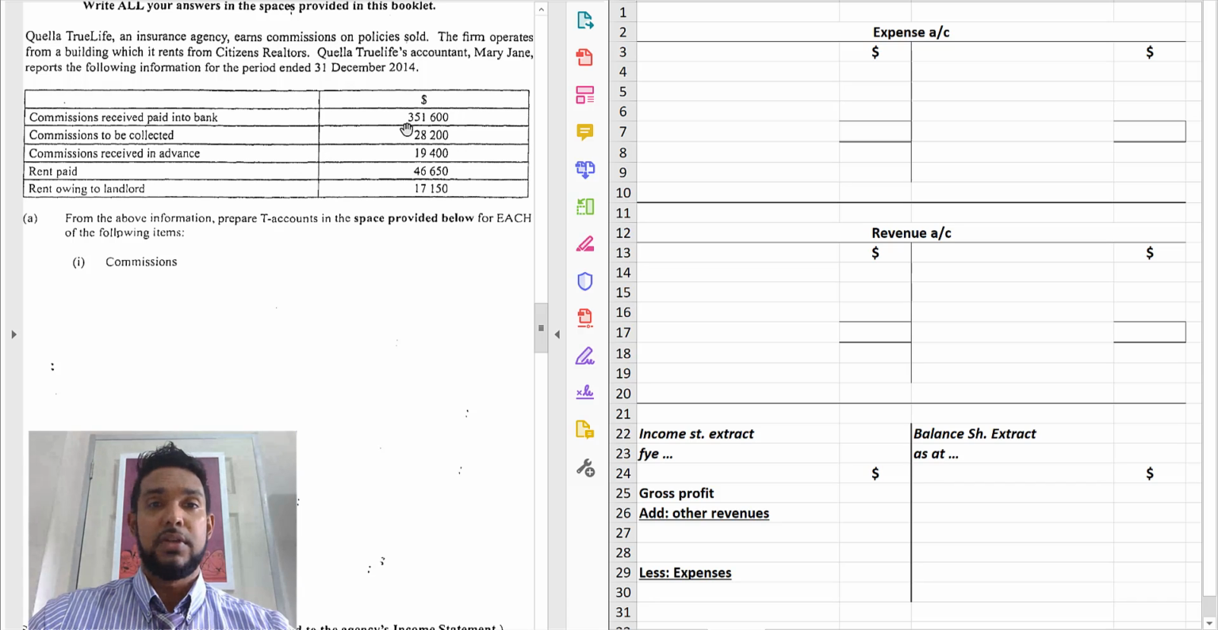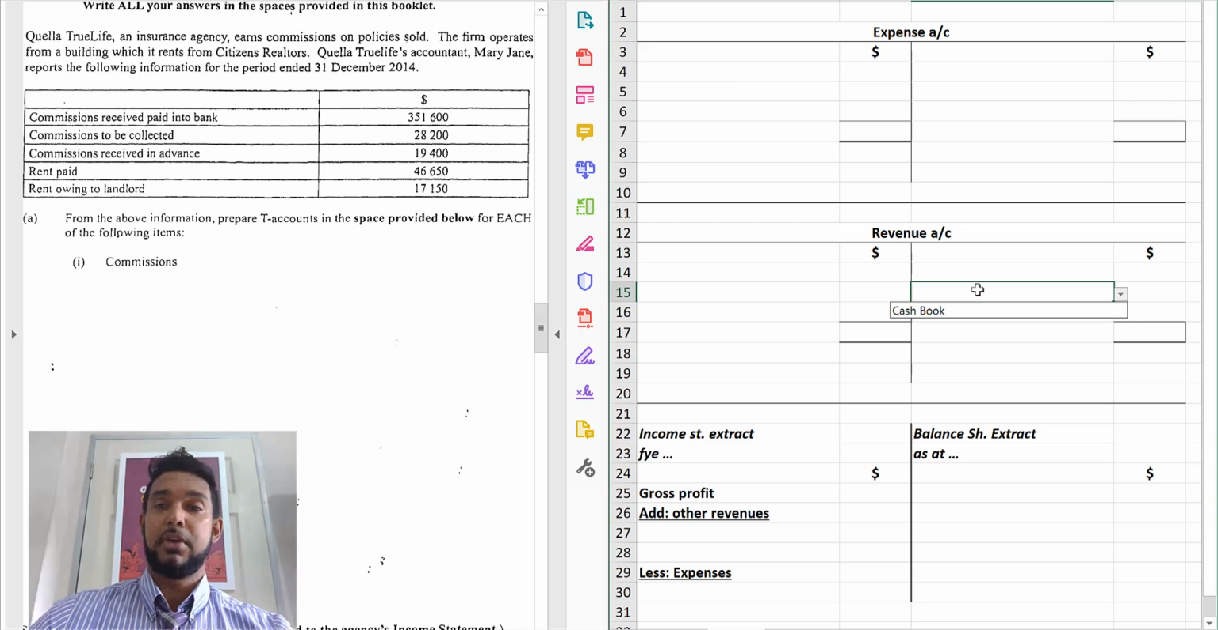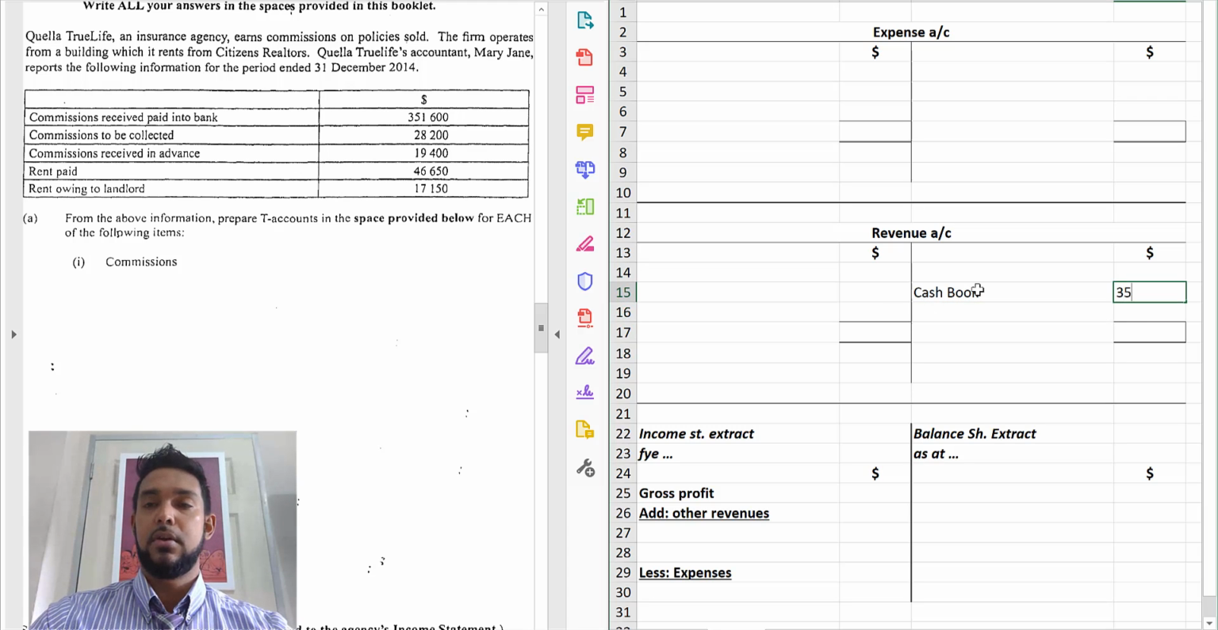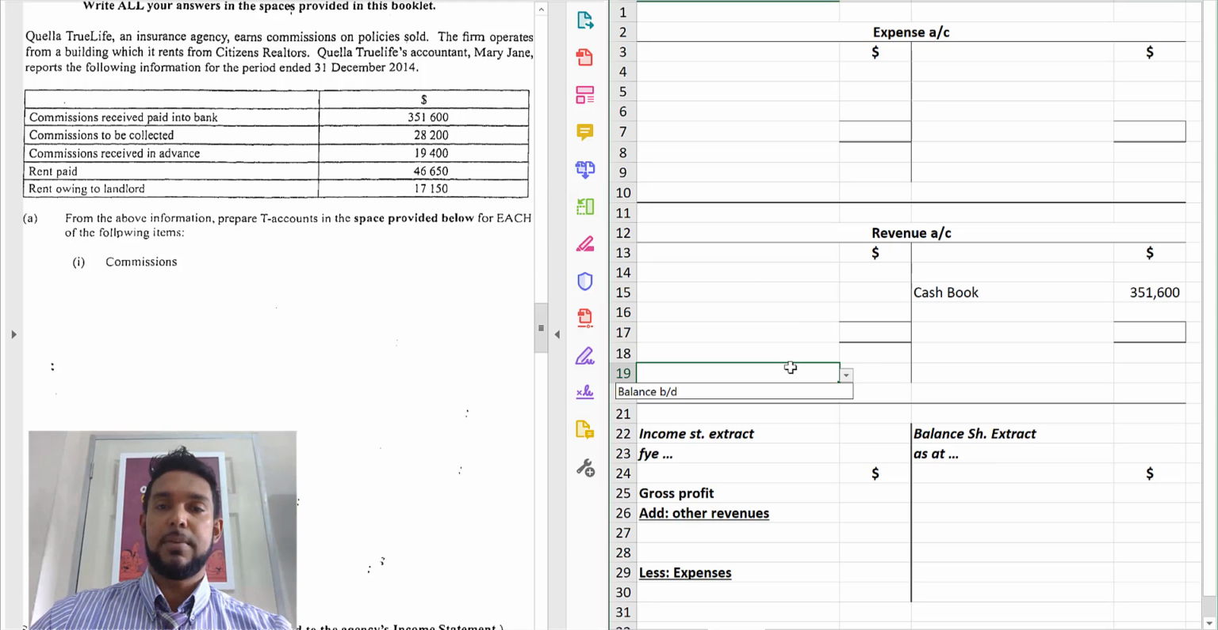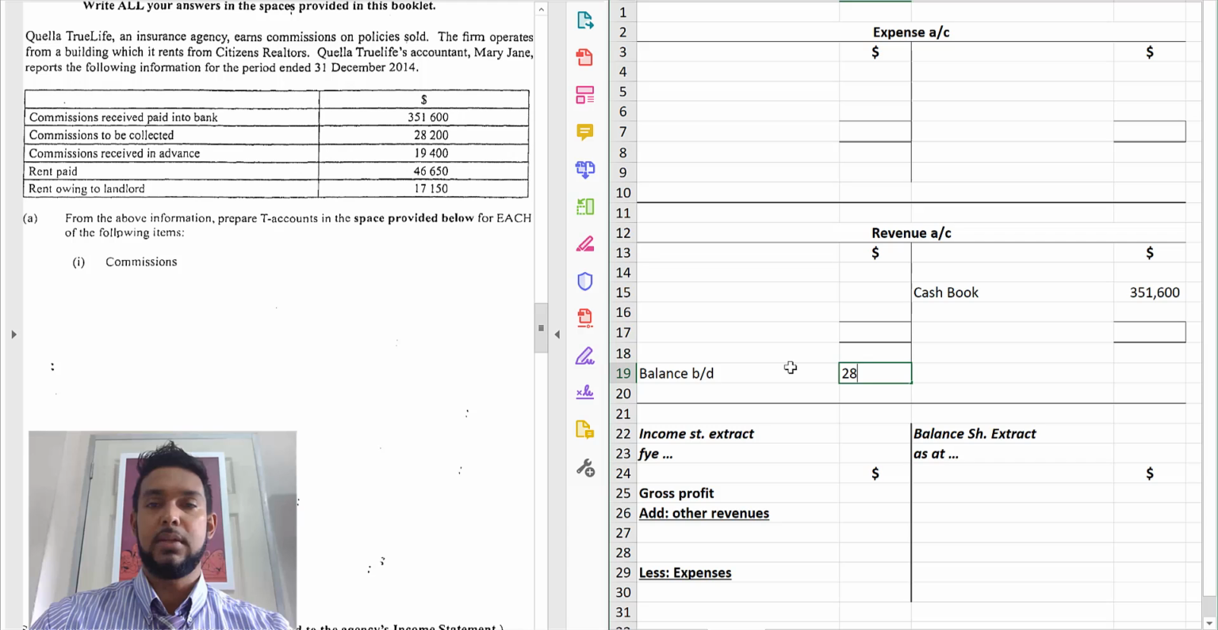Commissions. Now, they said that they earn commissions, so commissions is a revenue. And rent, well, rent is clearly an expense. So let's deal with the commissions first, shall we? So commissions received paid into bank, 351,600. So that goes on the debit side of bank, so it's going to go on the credit side here, right? So 351,600. Commissions to be collected. That means that's the amount we are still owed. So if it's owed, it's going to be brought down on the debit side, which means that's 28,200 here.